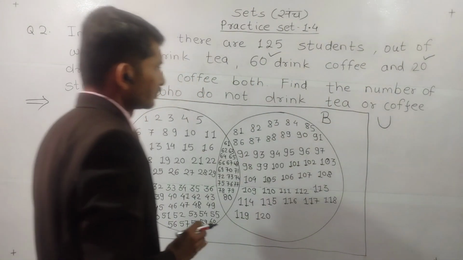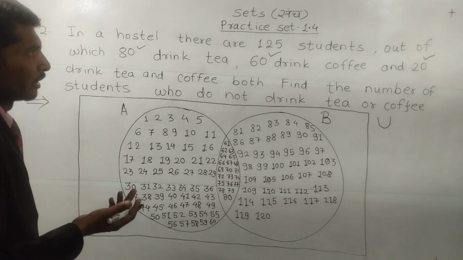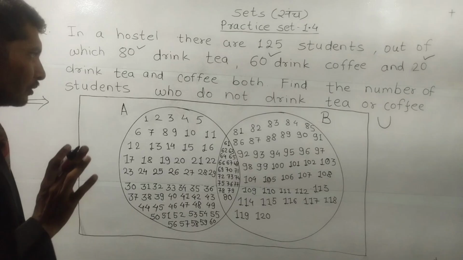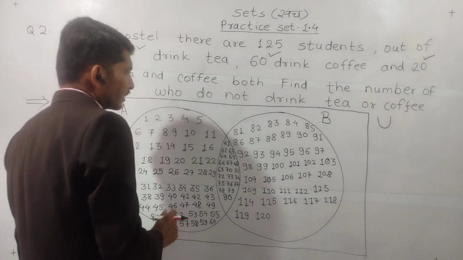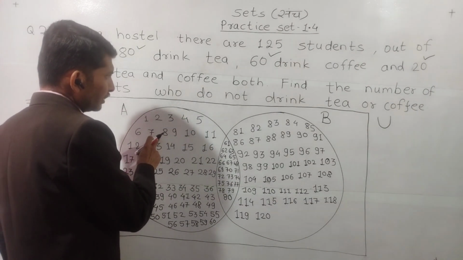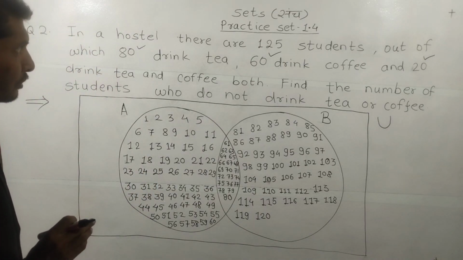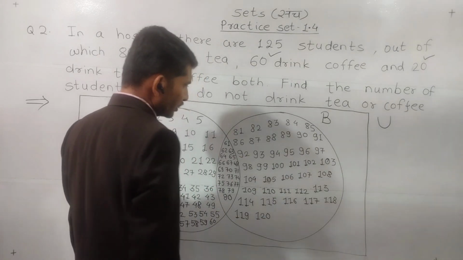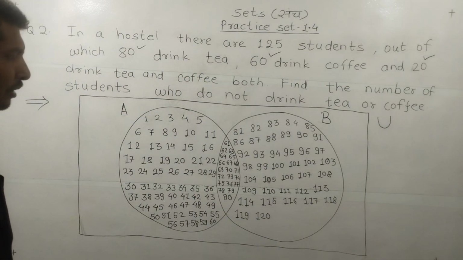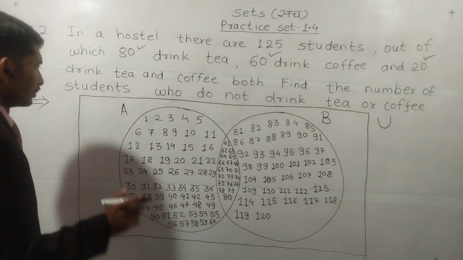This universal set contains all the students who are drinking coffee, who are drinking tea, who are drinking both of them, and who are drinking nothing. So we have found that 120 students are drinking tea or coffee or both of them. Total students in the hostel are 125, but we have counted only 120 students who are drinking coffee or tea or both. So how many remaining students do we have to write in the universal set? Only 5 students.